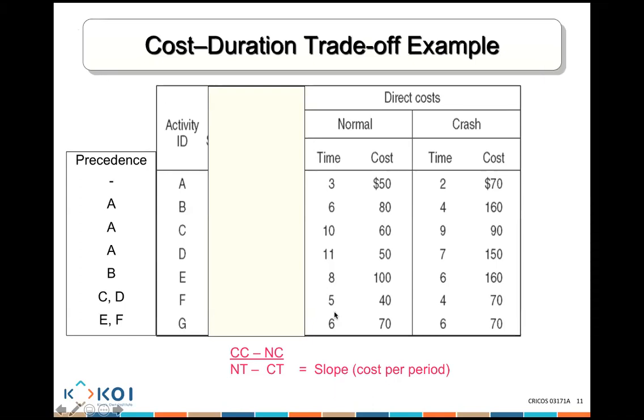Now, notice that activity G, normal time 6 days and crash time 6 days, which means activity G cannot be reduced. So not every activity on your path of the project could actually be reduced. Some activities cannot be reduced. So that's the normal time to do a job, and that's the crash time, which is the shortest possible duration to do a job, and that's how much the cost will be. If it's 2 days, the overall cost is 70. If it's 3 days, the overall cost is 50.